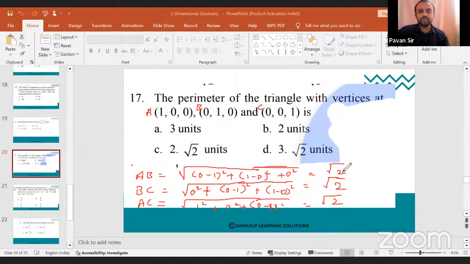Add all the three: root 2 plus root 2 plus root 2, the distances of AB, BC and CA. So solve it fast and finish this. What is the answer? It is 3 times root 2 units. Option D is the correct answer. Bhavana, Navya, many students have given the correct answer. Next question.